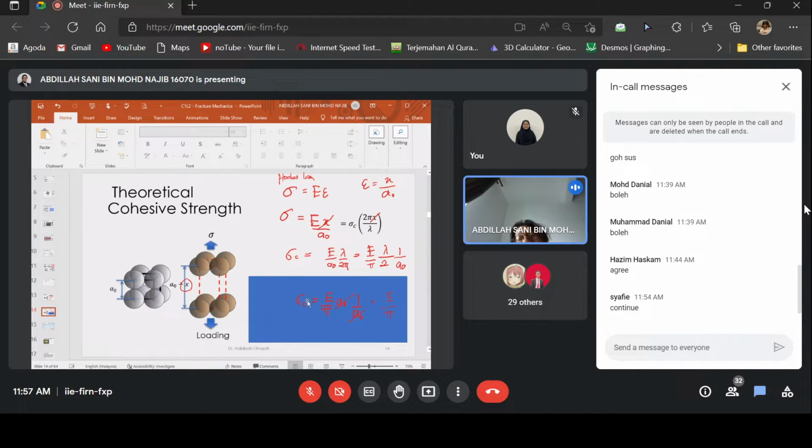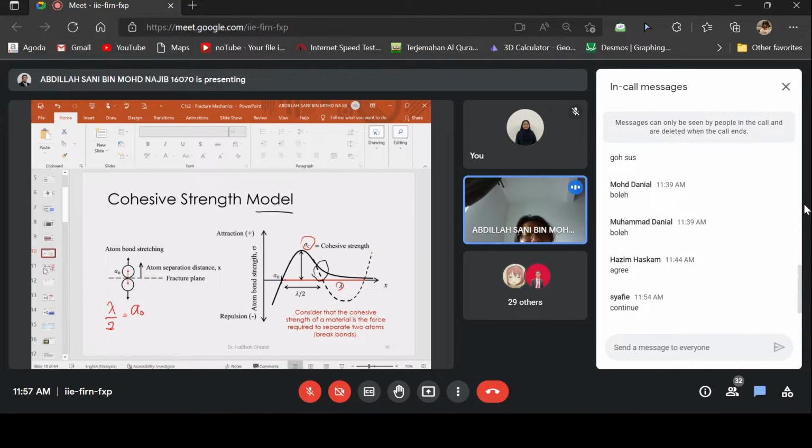So how come we got this assumption of lambda over 2 is equal to a naught? That is the assumption not made by me, but by the scientists before. They claim that it is reasonable. Why? We look at these two atoms. You see the interatomic spacing. This is a naught, where it is in equilibrium.